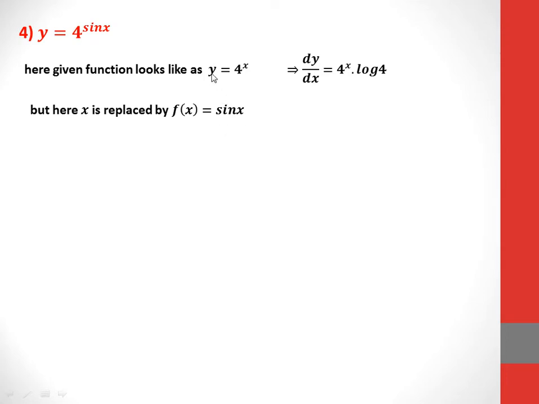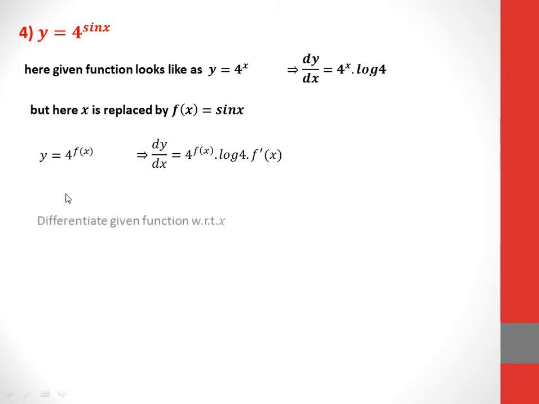Okay, so if y is equal to 4 raised to x only, then dy by dx is 4 raised to x into log 4. Now x is replaced by f of x, so the given function is like this, y is equal to 4 raised to f of x. So how will you get the derivative of that? That is 4 raised to f of x into log 4 into f dash x, because x is replaced by f of x, so we have to take the derivative of that f of x as f dash x here. So this is the chain rule.